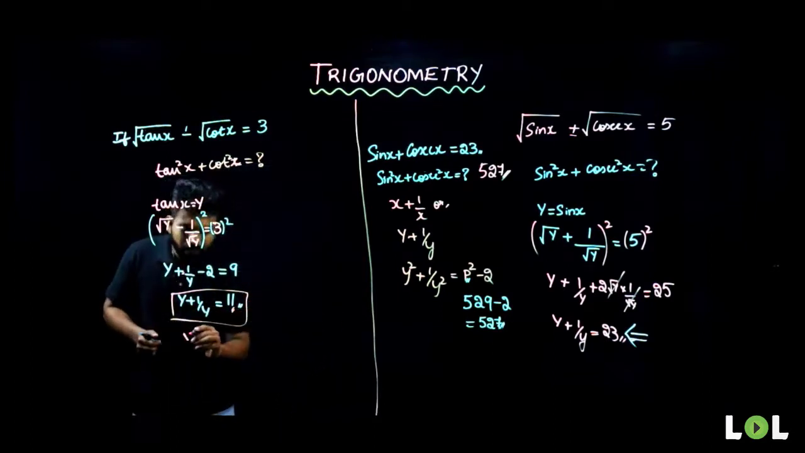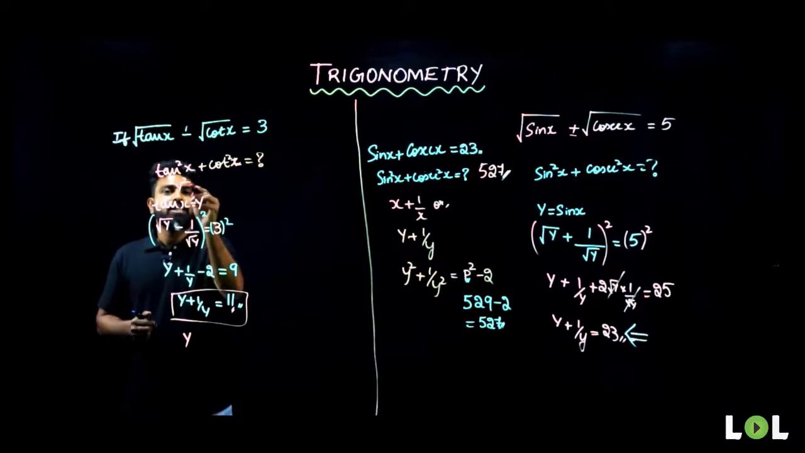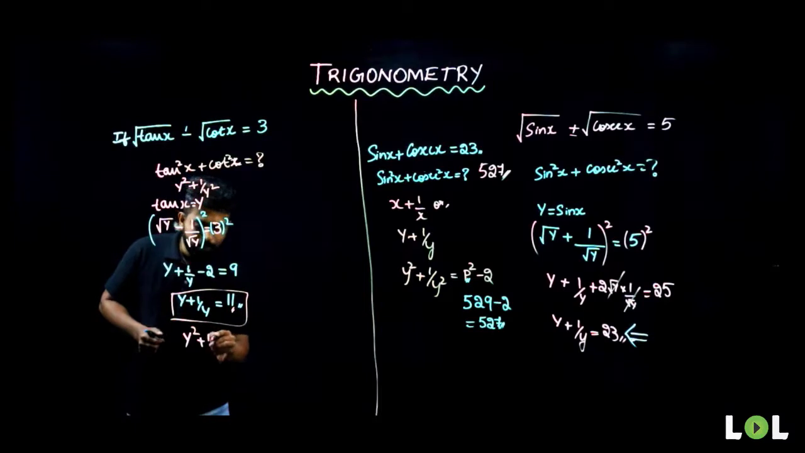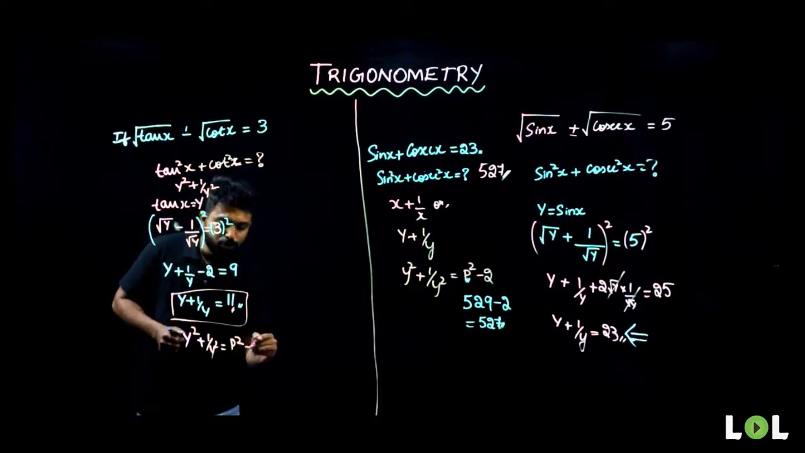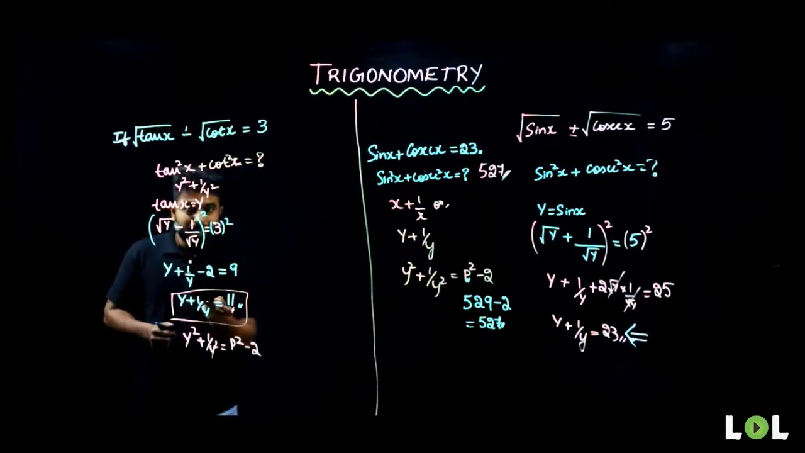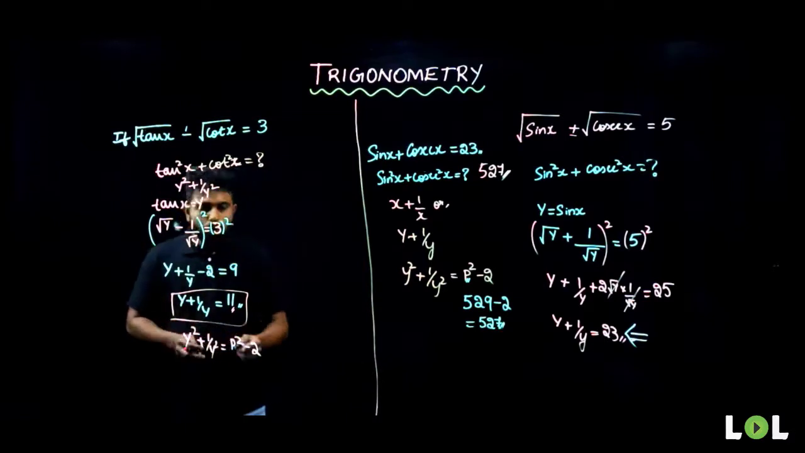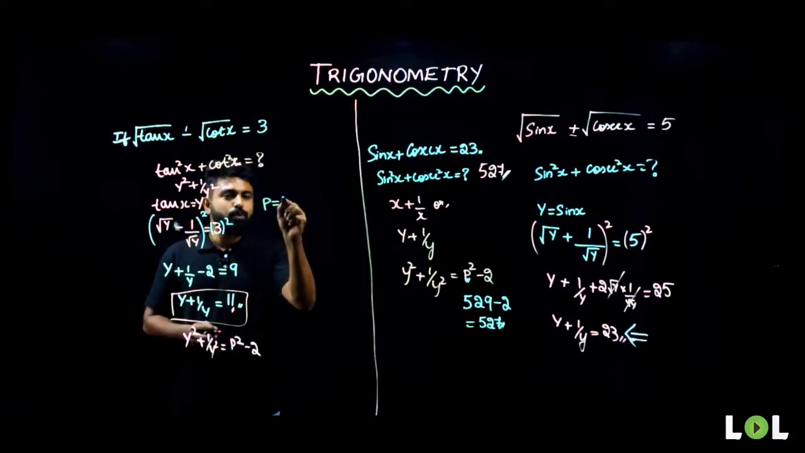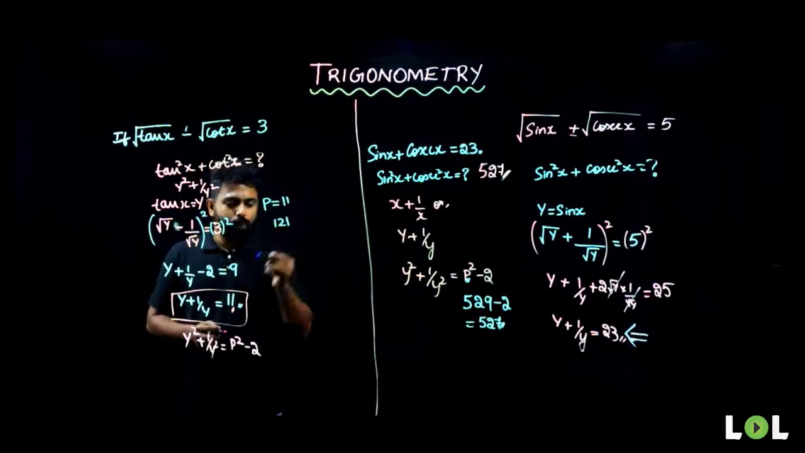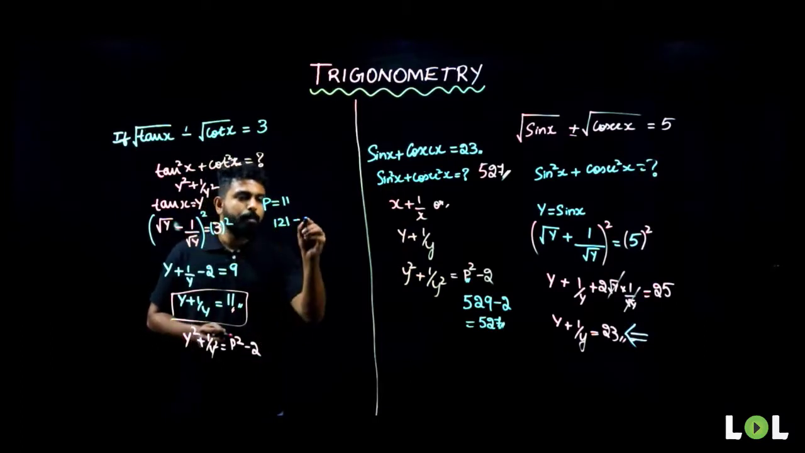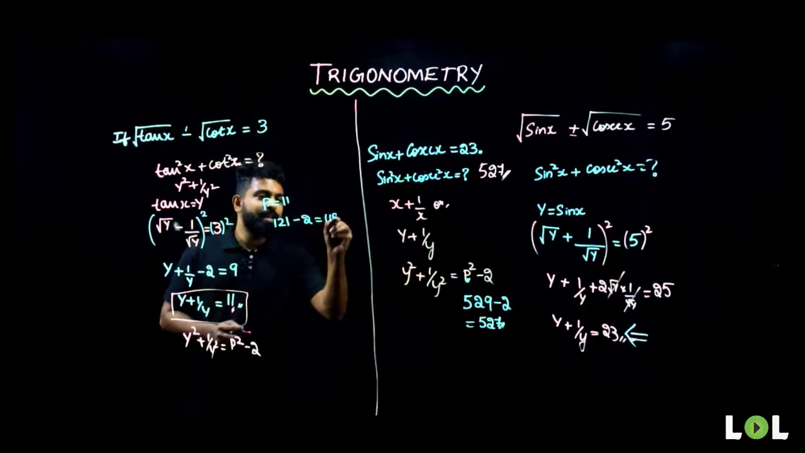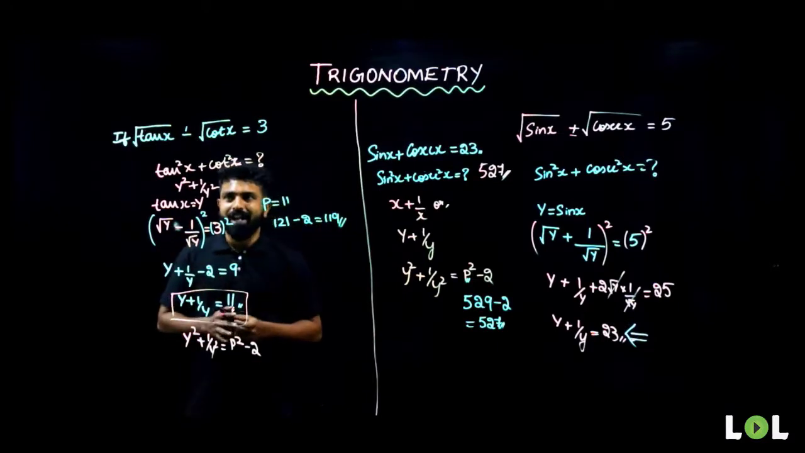Now I need to find out, what do I need to find out? y square plus 1 by y square. So y square plus 1 by y square will be equal to p square minus 2, because it's of the form y plus 1 by y. So it is minus 2 like in the previous case. So what is p square? I know that p is equal to 11 here. So 11 square is nothing but 121, minus 2 will give me 119, and that will be my final answer.